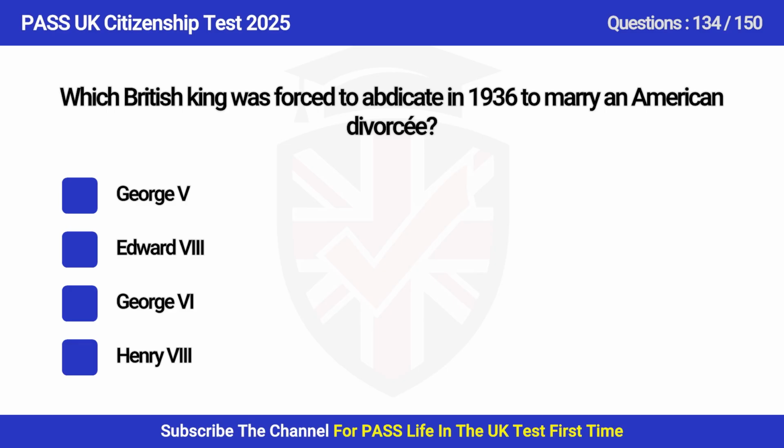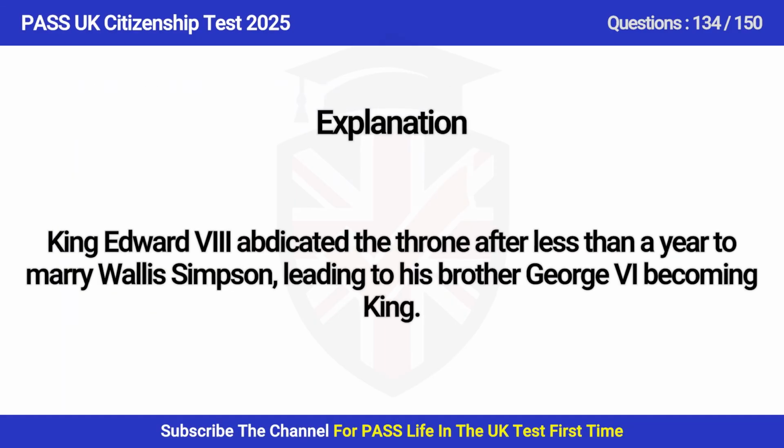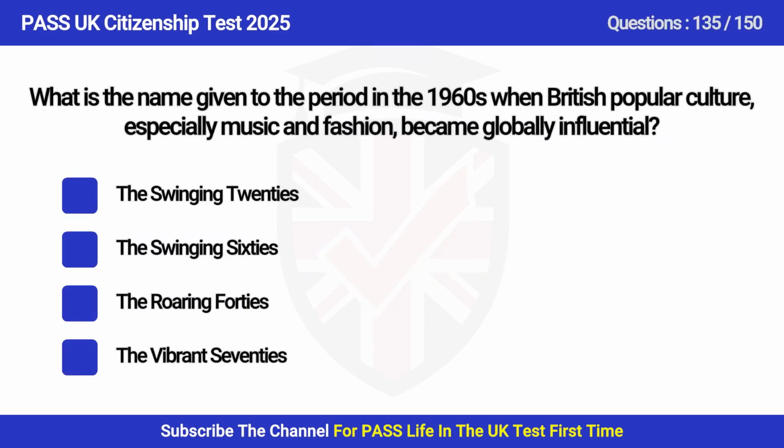A. George V. B. Edward. C. George D. Henry. Answer is B. Edward. King Edward VIII abdicated after less than a year to marry Wallis Simpson, leading to his brother George becoming king. Question 135. What is the name given to the period in the 1960s when British popular culture, especially music and fashion, became globally influential?